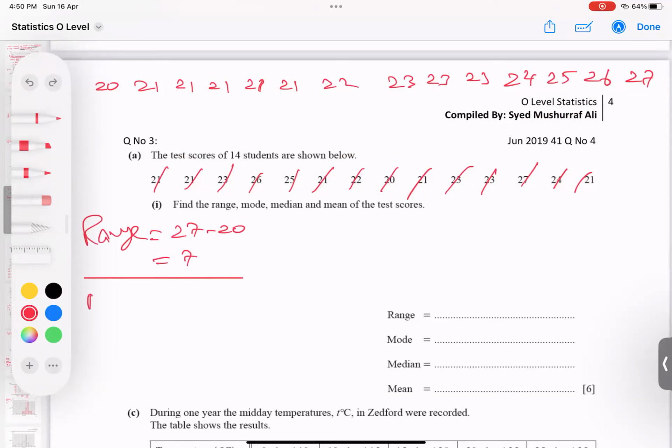Now I talk about the median. This is a little tricky because I have seen that some students failed to get this answer. Maybe one reason is the data are not in order. The second reason is they don't know that the position is only (n plus 1) divided by 2. N is 14, so 14 plus 1 is 15, divided by 2 comes to 7.5. Some students found 7.5 and stopped there.